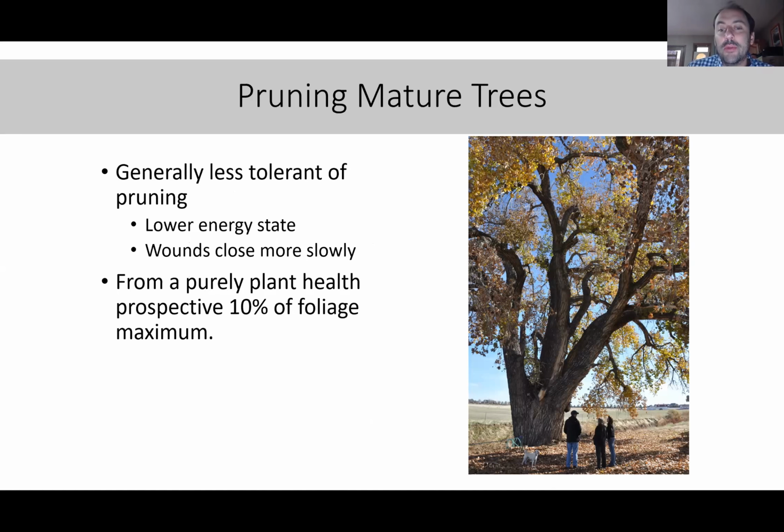But very briefly, on pruning mature trees, they're very much less tolerant of pruning than young trees. So we want to prune them much more carefully, 10% of the foliage maximum or less.